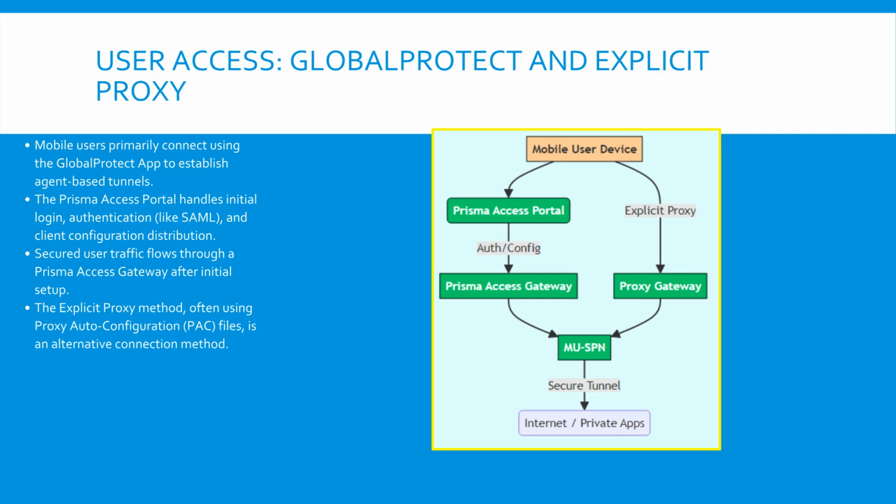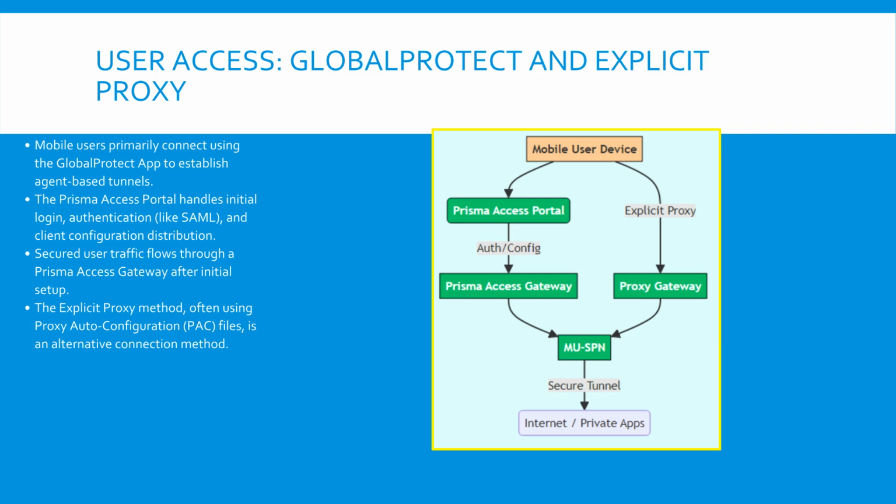For users who don't rely on the GlobalProtect application, such as those using web browsers or specific legacy systems, the connection can be established using explicit proxy, often configured via PAC files. Both methods ensure the user's traffic is secured by the mobile user security processing nodes.